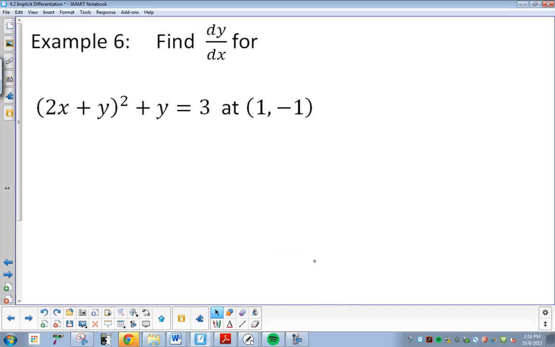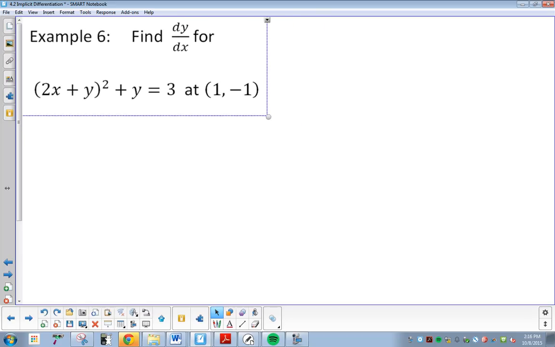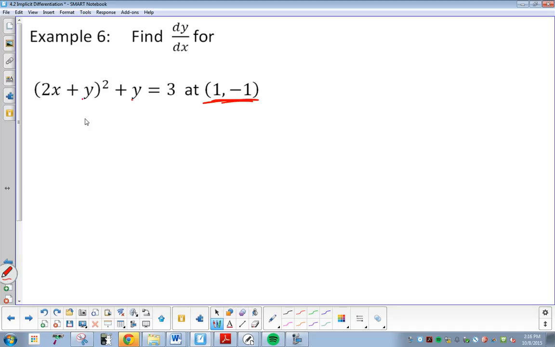So this problem is the same as the last one we did. It's still taking implicit differentiation. The only difference is we are finding the derivative at a point now. Before we used to take the derivative at like x equals. Well, now it's more specific because we have x's and y's in our problem. We're finding it at a specific point.